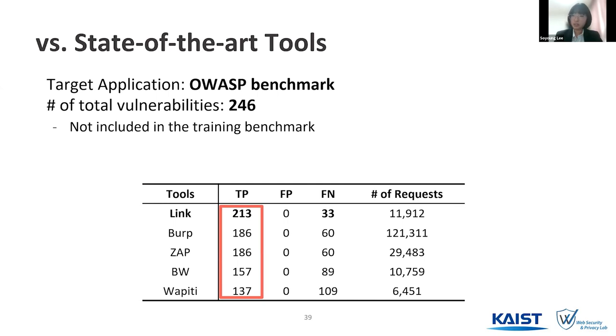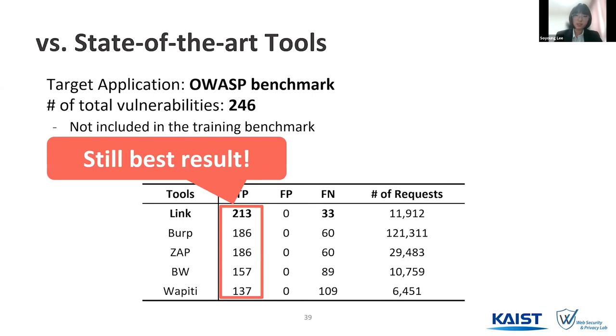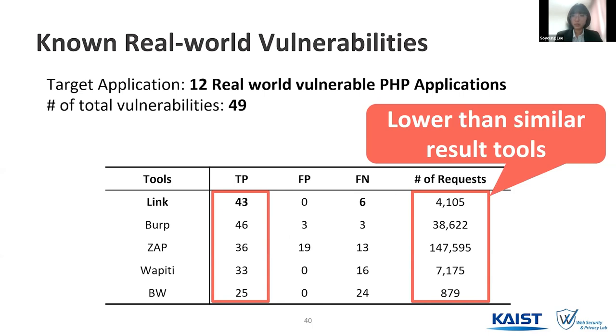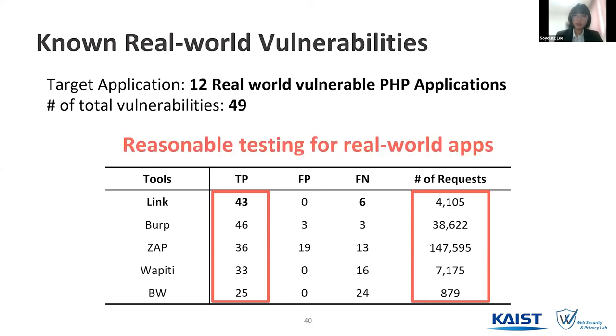Also, we note that the WAVSEP benchmark was not included in the training set. However, Link still reaches the highest number of vulnerability detections, and it shows that Link successfully generalizes the trained agent to operate automatically in other applications. In addition, we evaluate the efficiency of Link in terms of finding real-world bugs. We ran the tools on 12 real-world applications with 49 vulnerabilities. As a result, we observed that Link found 43 real-world vulnerabilities, and Link requires relatively fewer requests than other tools which have similar true positives. It shows that Link can provide reasonable testing for real-world applications.